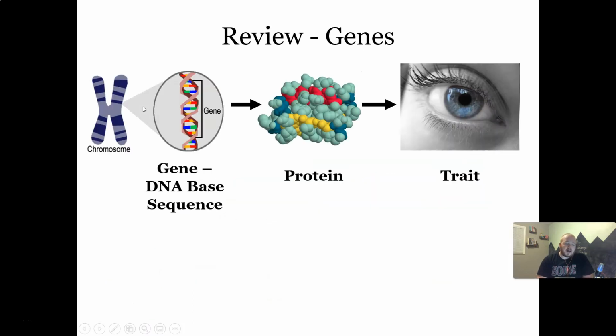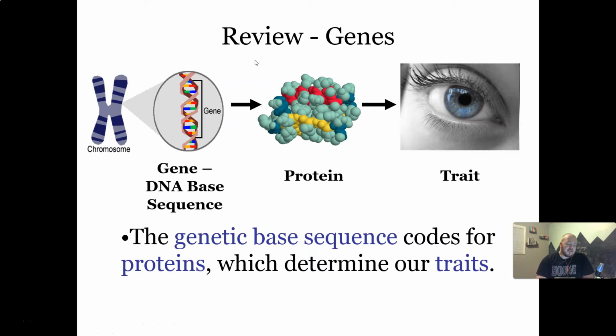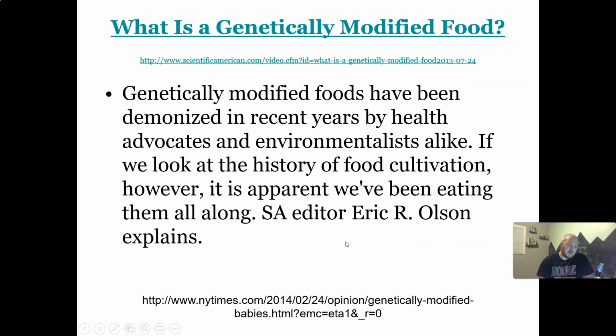So just remember, genes are the DNA base sequence that codes for proteins, and proteins are the ultimate expression of a trait. So the genetic base sequence codes for a protein, which again determines our traits. Now, one of the main things we can do with genes is genetically modify our food. And that's probably the biggest hot topic out of this, like GMOs.